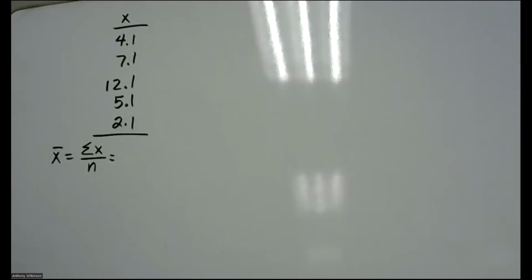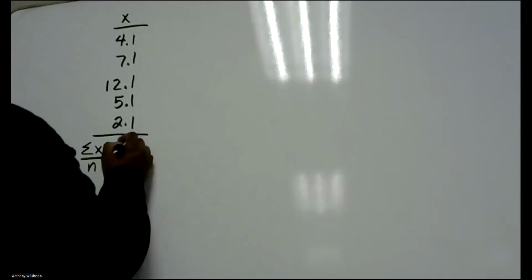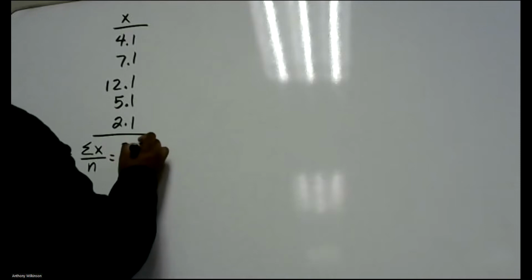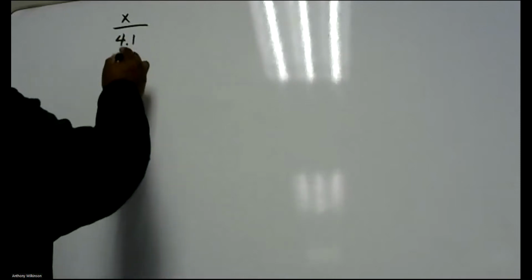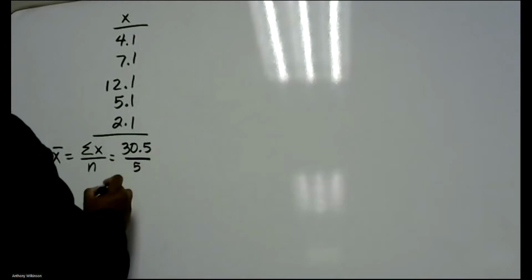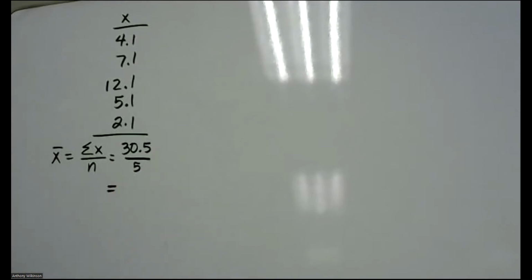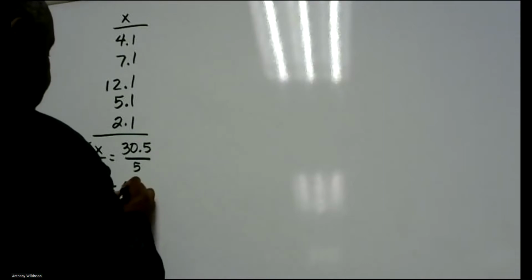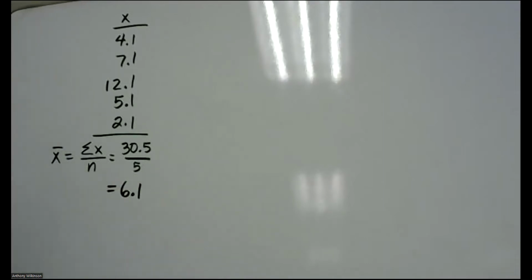So we're going to add those 5 numbers together. That sum is 30.5 divided by n. In this case, there are 5 data values in this set. So if I do 30.5 divided by 5, I'll get how much? 6.1. So the mean of this data set is 6.1.